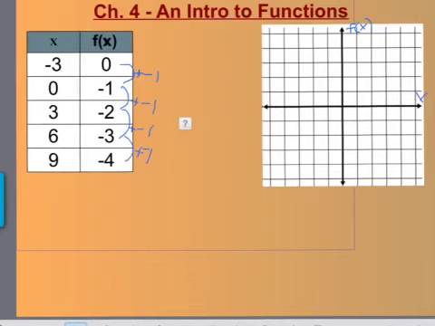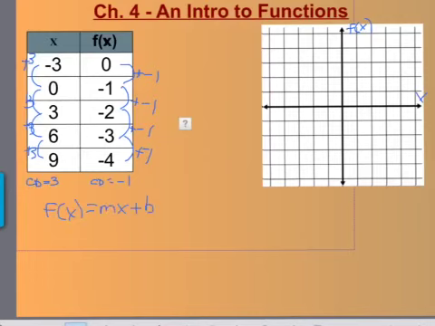On the other side, for the x values, you increase by 3 each time, and that's constant. So our common difference for x is 3. Our common difference for f of x is -1. So they have a common difference, so it is going to be linear, which means we can write it in the form f of x equals mx plus b.